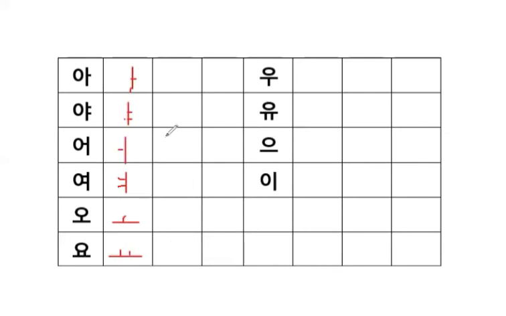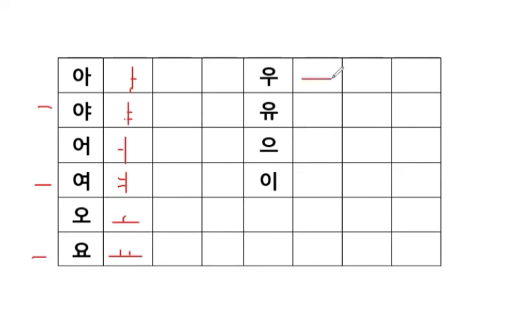The first one was A. This one is O. And this one is O. A, O, O. Now this one is Ya. This one is Yo. This one is Yo.